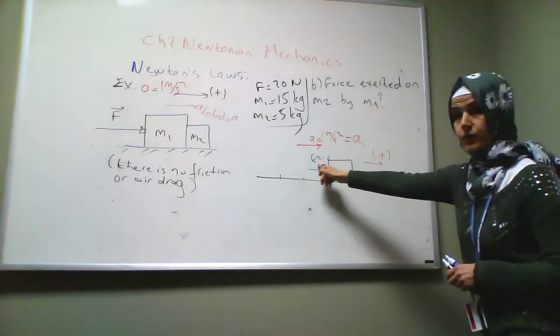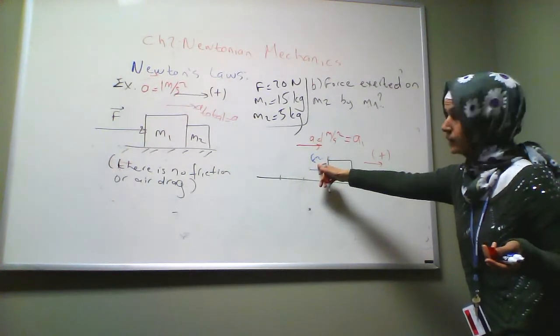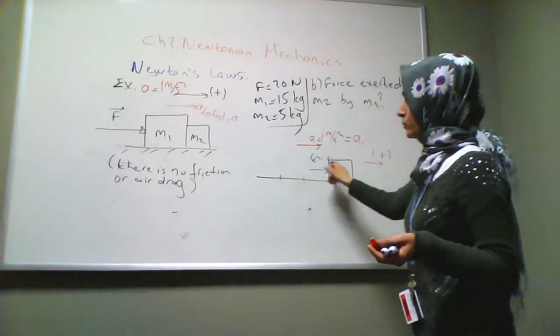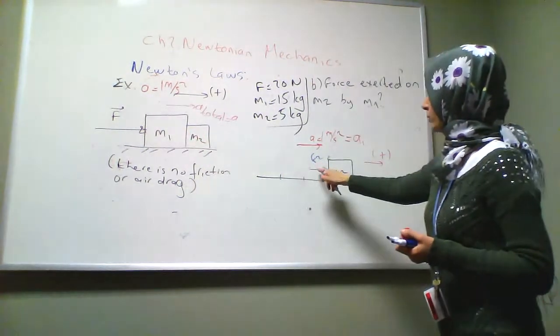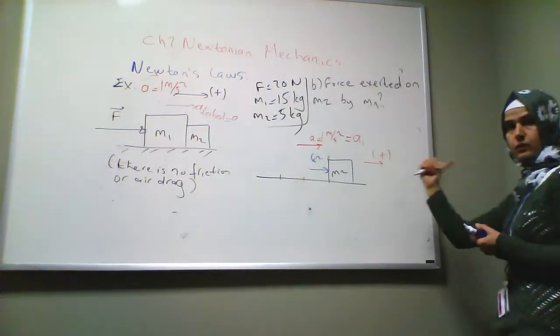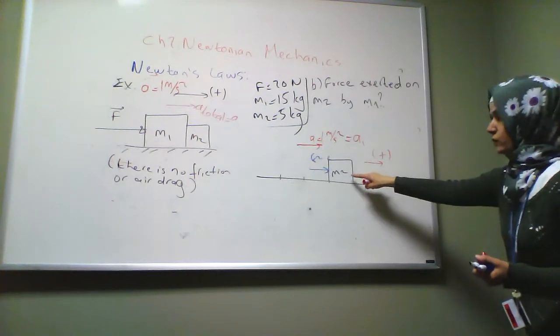Now, I have an object. I have a force exerted on it. I don't know the value. And this force is exerted on M2 by M1. I know that, but I just don't know its value. And it should be to this side, to the right, because this object is moving to the right. I know that from this whole system.